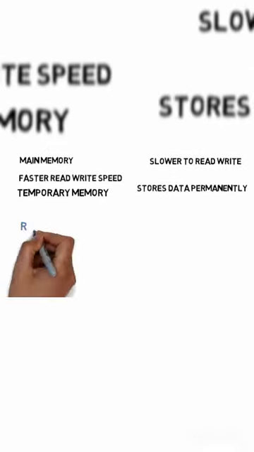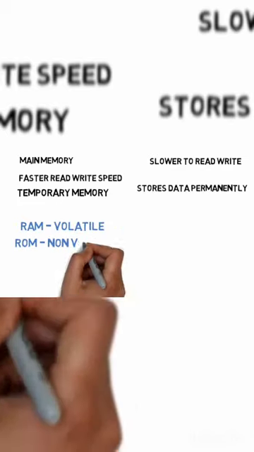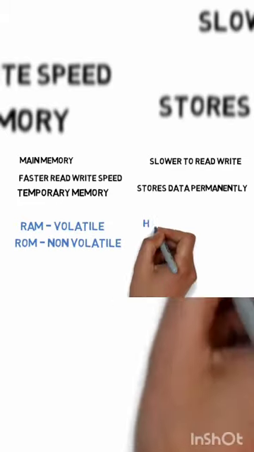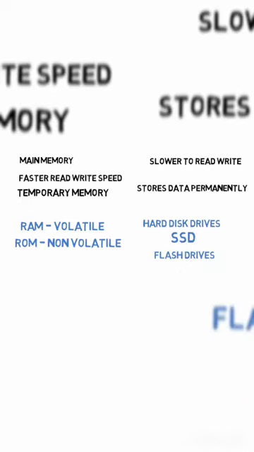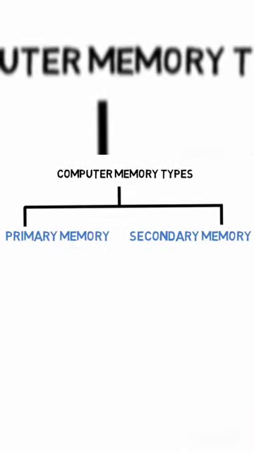Primary memory includes volatile RAM and non-volatile ROM, and secondary storage includes hard disk drives, SSDs, flash drives, CDs and DVDs. And also we have seen different types of RAM, ROM and their uses. So this was a brief explanation of primary and secondary memory in a computer and how it works.